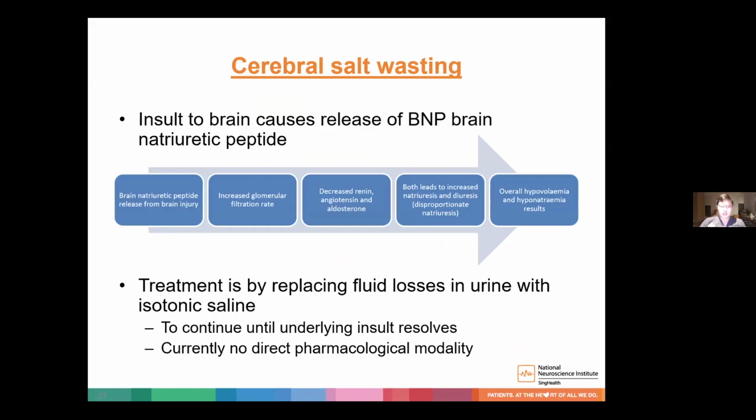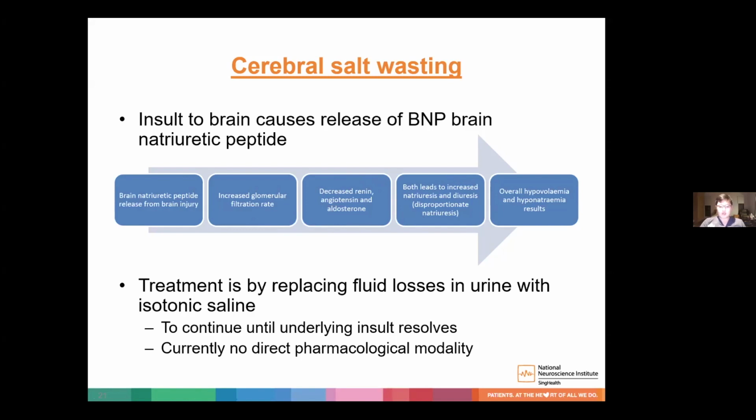The pathophysiology of cerebral salt wasting is the insult to the brain, which causes the release of brain natriuretic peptide. After the release of the brain natriuretic peptide from brain injury, the BNP leads to increased glomerular filtration rate and decreased renin-angiotensin-aldosterone system. Both of these lead to increased natriuresis and diuresis, and this results in an overall hypovolemia and hyponatremia.